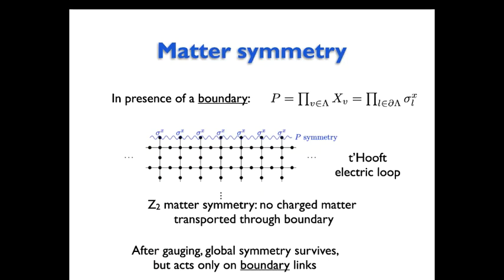Imagine I write an operator which creates a Wilson line which starts on the boundary and ends here. This would not work, because here there would be sigma z, and here there would be a charge z. So this is disallowed, meaning I should not add that operator to my Hamiltonian.